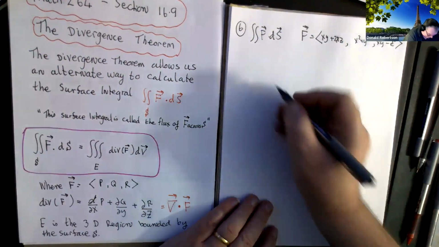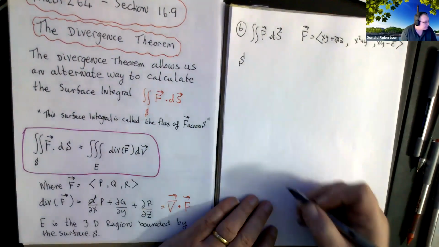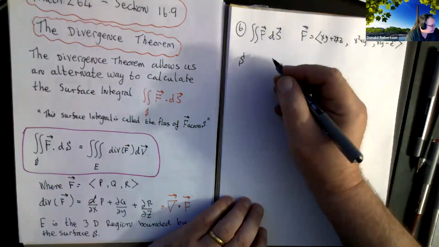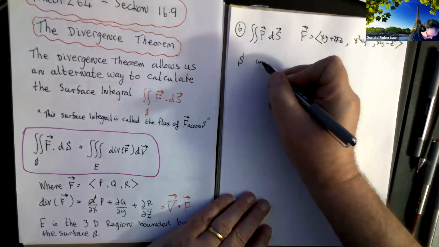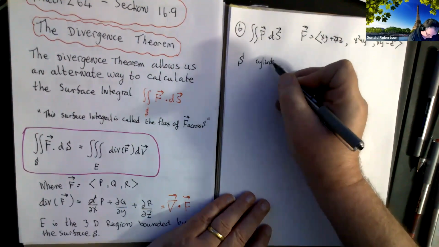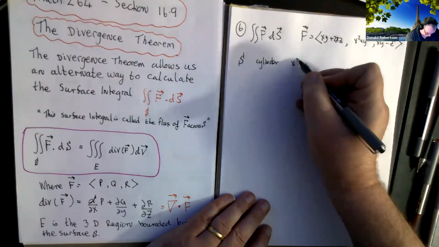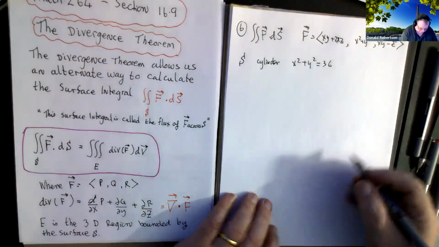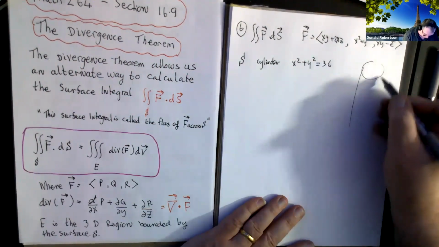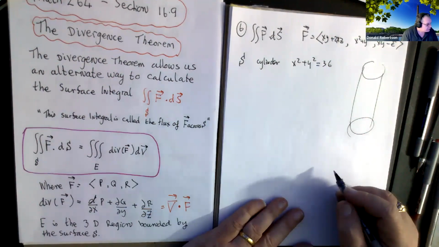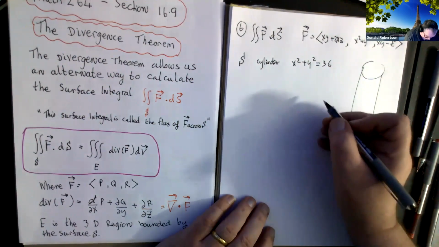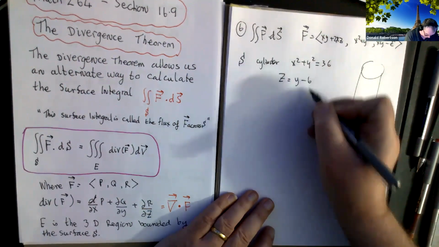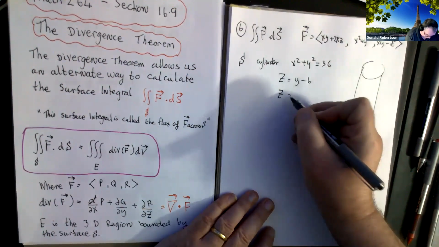Now, the surface S that's going to generate our 3D solid is a cylinder. And the cylinder is x squared plus y squared equals 36. Now that's a 3D cylinder, right? It's an infinite cylinder going this way. And it's cut by the plane z equals y take away 6 and z equals 0.